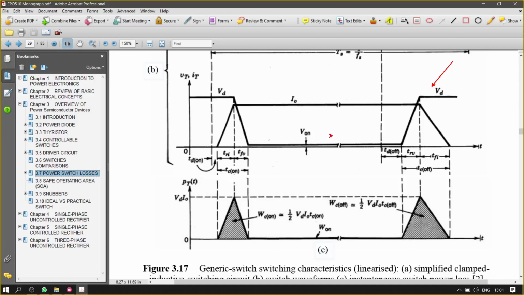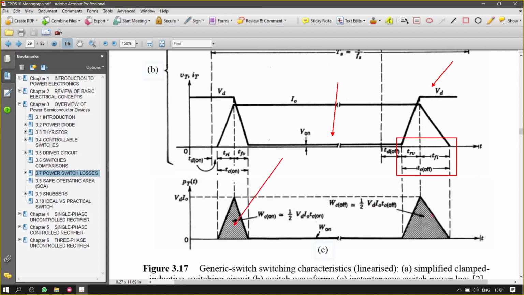Sorry. This is forward bias, and this is reverse bias. Okay, so in this off state we also have the turn-off duration, TC off. This is TC on, TC off, because there will be a different TC on and TC off, but sometimes you have the same TC on and off, and that gives you the losses.